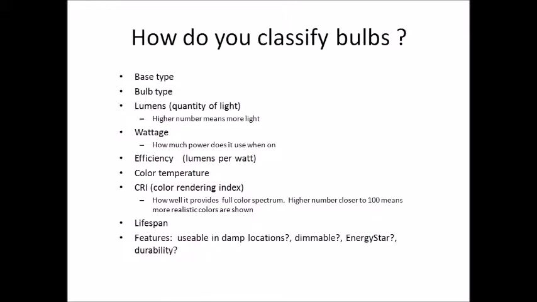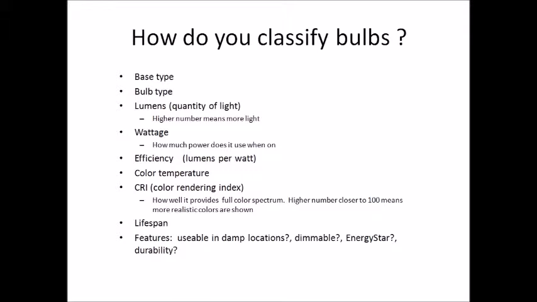The bulb type itself is the size of the bulb, measured in eighths of an inch. So if you see a PAR light that says PAR 30, that's 30/8 of an inch. There's also A lamps, which are a typical standard incandescent bulb that we're familiar with.